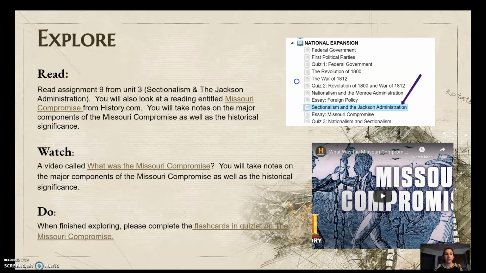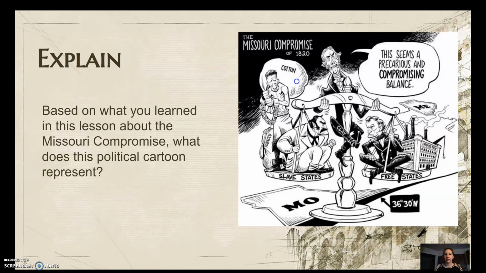So this week you're going to read the assignment 9 from Unit 3, Sectionalism in the Jackson Administration. There's also a reading, the Missouri Compromise from history.com. Take some notes on the major components of the Missouri Compromise, and you can also watch the video down here, What Was the Missouri Compromise? Again, take some notes on the compromise as well as the historical significance, and then there's a quiz that you can complete. And then I'd like you to look at the cartoon here, and based on what you learned in this lesson about the Missouri Compromise, what does this political cartoon represent? You'll know more about it after you read through the lesson and watch the videos.